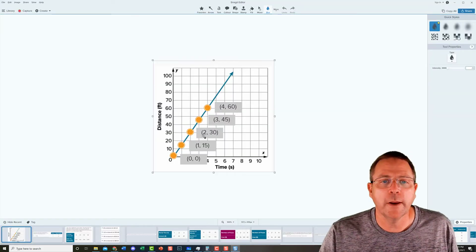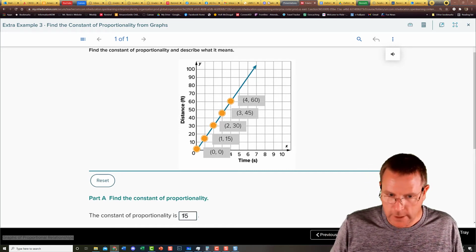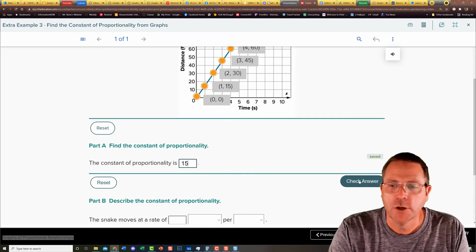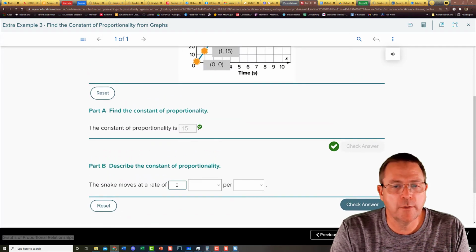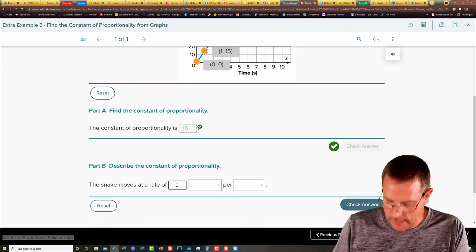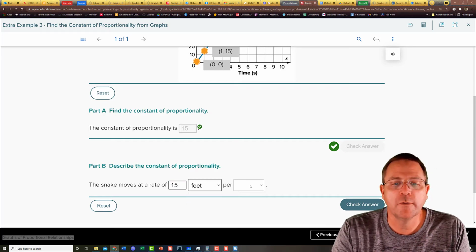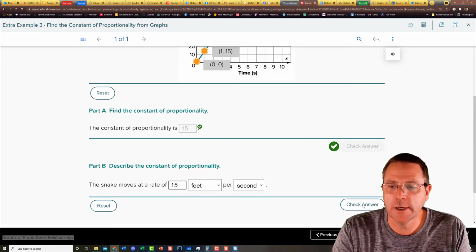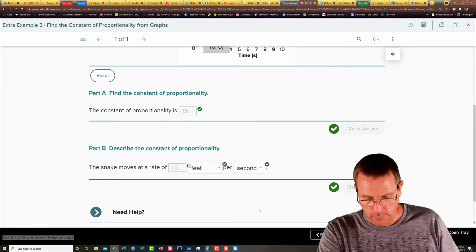So with that information, we can go back to our problem. Constant of proportionality is going to be 15. Check that answer. It checks good. And we can say, what does it mean that the snake moves at a constant rate of 15? 15 what? It was feet per second. Answer checks perfectly. Let's move on to the next slide.